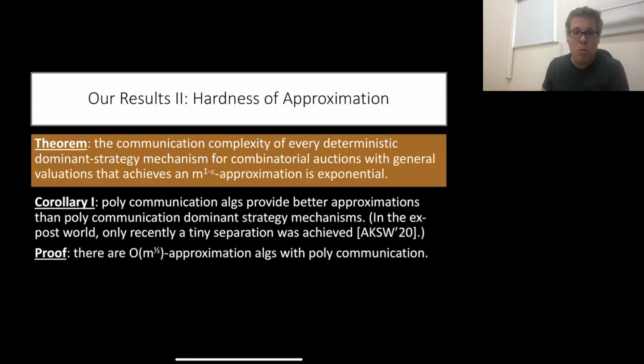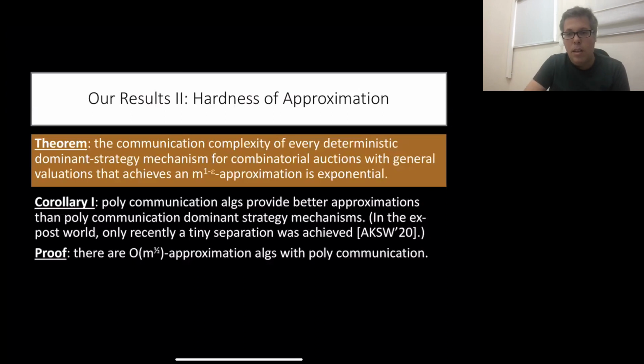This theorem has 2 corollaries. One is that polynomial communication algorithms, not necessarily incentive compatible ones, provide better approximations than polynomial communication complexity dominant strategy mechanisms. Why is it so? Because we know that there are square root m approximation algorithms that require polynomial communication. So if you insist on dominant strategy implementation, the theorem tells us that the approximation ratio gets much worse. So that's a separation between what dominant strategy mechanisms can do and polynomial communication algorithms.